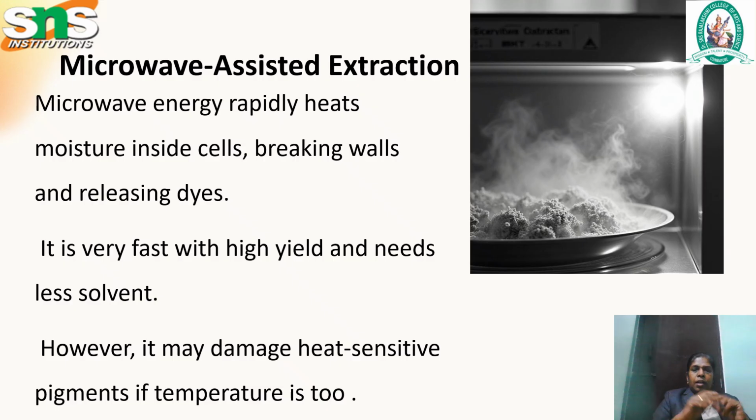So our conventional methods we have seen are aqueous, solvent, and acid alkali. Here this is microwave assisted extraction. One more modern method is ultrasound. By using ultrasound energy also we can extract natural dyes. That is also possible by creating bubbles.